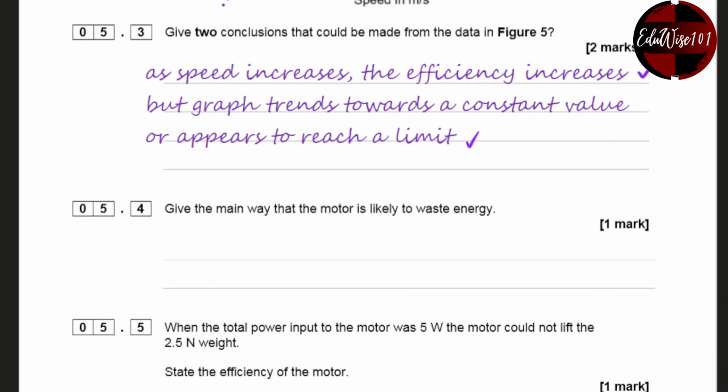Question 5.4. Give the main way that the motor is likely to waste energy. Almost all electrical equipment wastes energy in the form of heat. Even if it is a hairdryer, some heat is lost to the surroundings. So heating the surroundings is your answer.